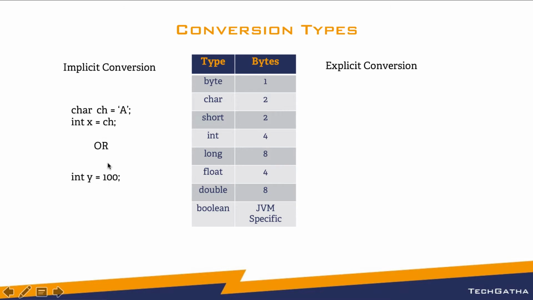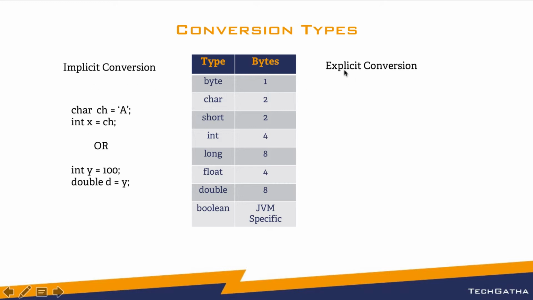Same way, if I have a variable of type int and want to store it in double, it's possible because there is no loss of data. Hence, we don't need to specify to the compiler that, hey, convert this char to an int. It does it automatically. That is implicit conversion.